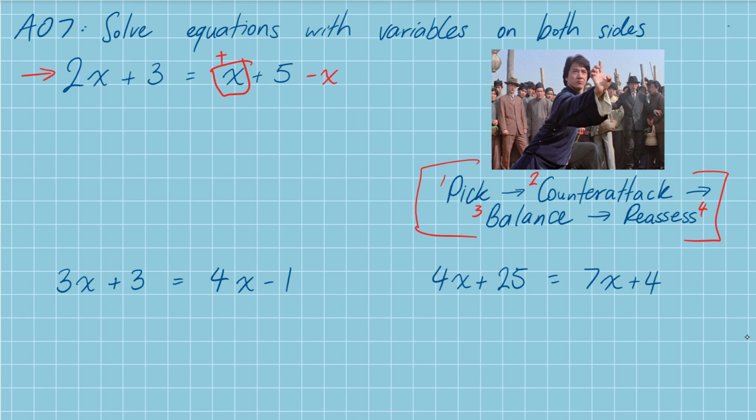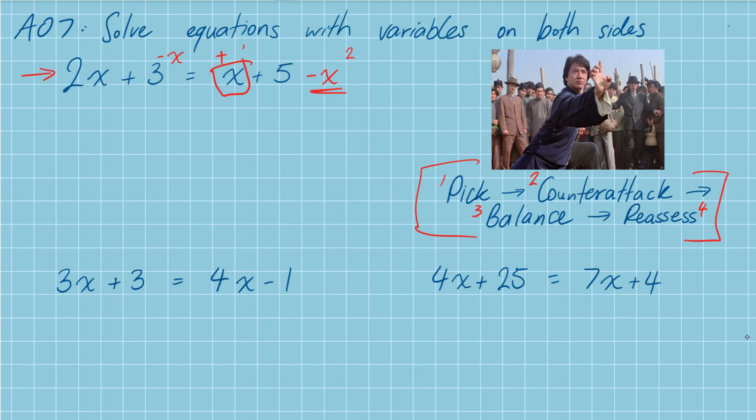So I've picked my person. I have gone with the counterattack. I need to make sure I maintain balance. So whatever I do to this side here, I have to do to this side here as well. So I'm going to take x away from here too. And now I reassess. I'm going to rewrite my equation so I know exactly where I'm at.